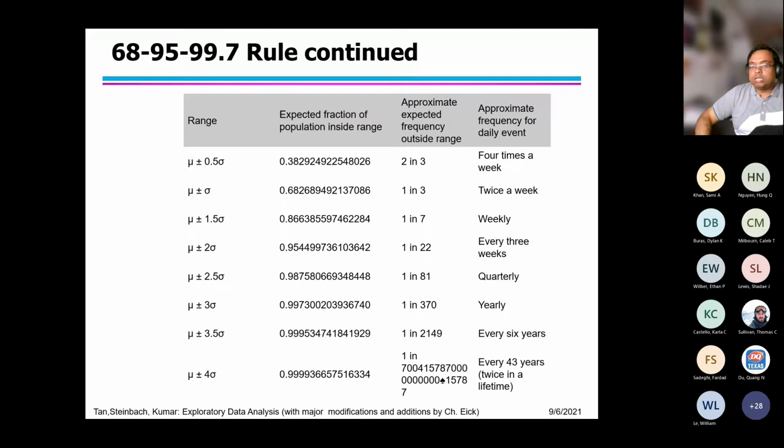So if someone tells you this process is 3 sigma, then you know that there's only about a 1 in 370 chance that if you randomly sample something from that data set, it is going to be outside of that 3 sigma range. Or if you consider each of your data points as one day, then 3 sigma means something that happens roughly yearly. So you sometimes hear things like a 10-year flood or a 10,000-year flood. This is where that comes from.